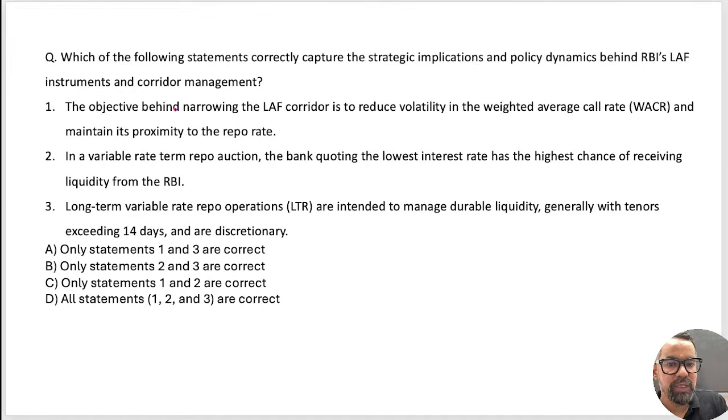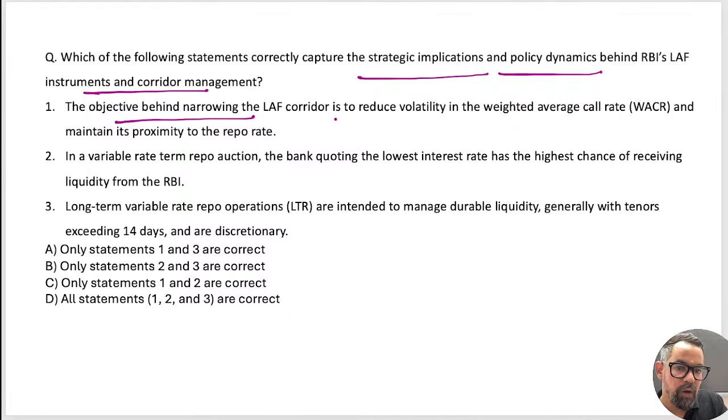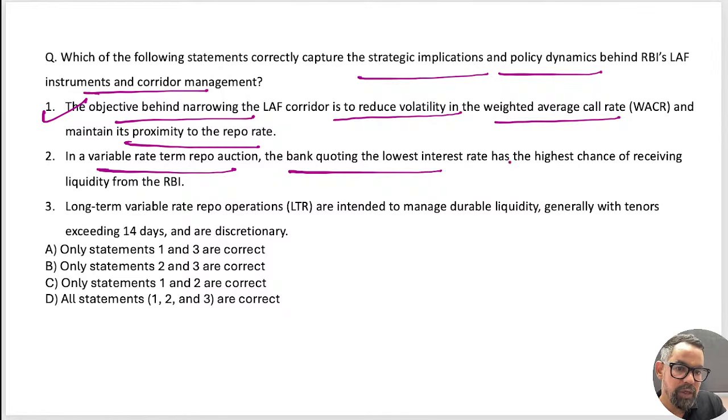So, which of the following statements correctly capture the strategic implications and policy dynamics behind RBI instruments, LAF instruments and corridor management? The objective behind narrowing the LAF corridor is to reduce the volatility in the weighted average call rate, and maintain its proximity to the repo rate in the money market especially. In the variable rate term auction, the bank quoting the highest interest, whoever quotes the highest interest, they'll only get the money.